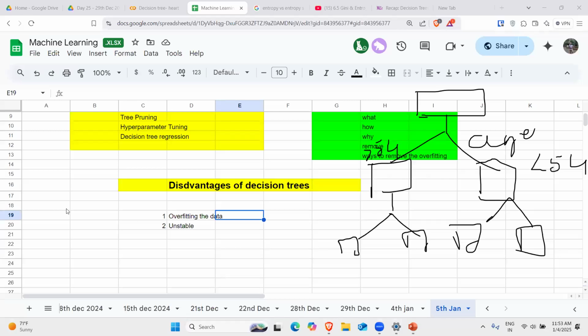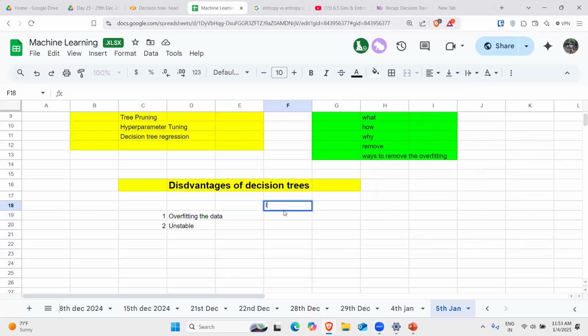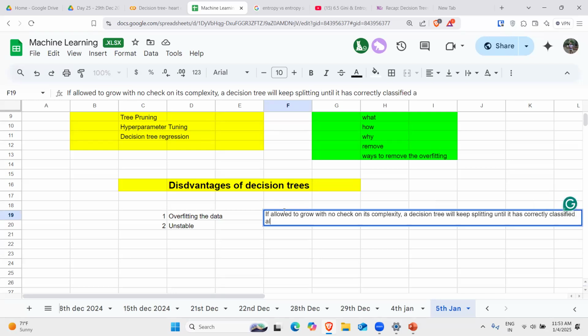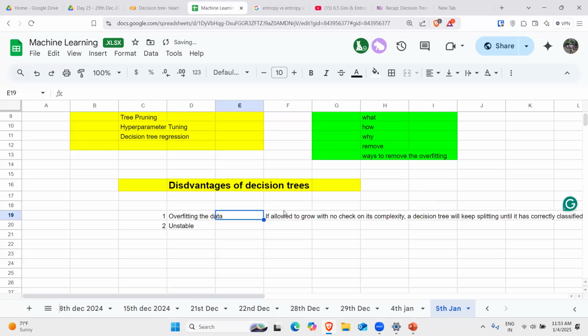First, it tends to overfit the data. If allowed to grow with no check on its complexity, a decision tree will keep splitting until it has correctly classified all the data points in the training set. Second is unstable.